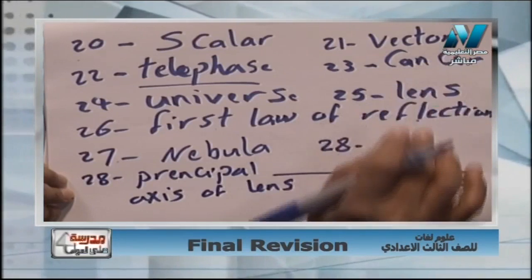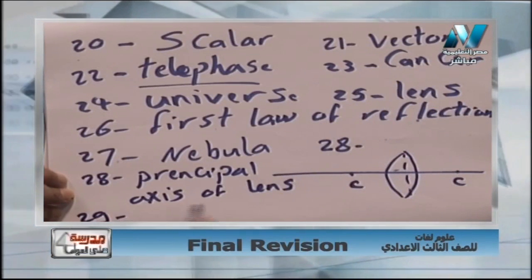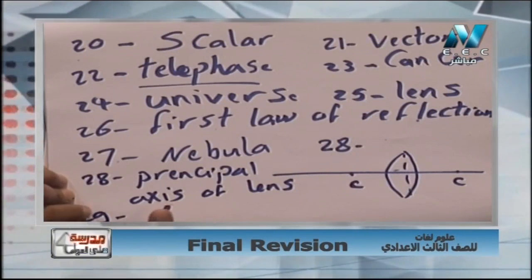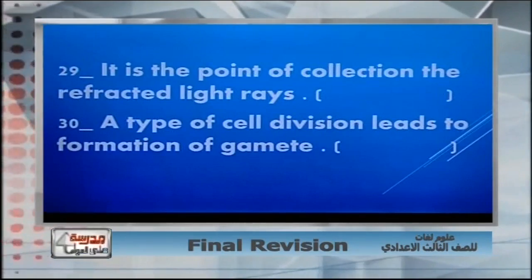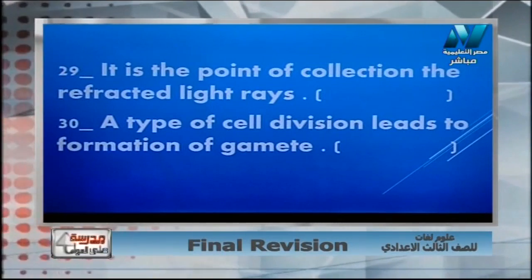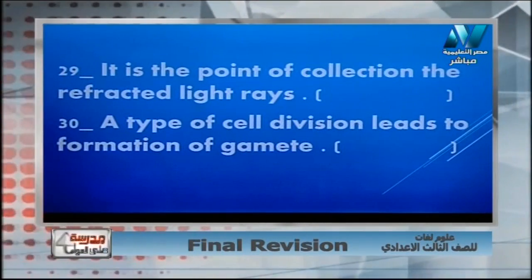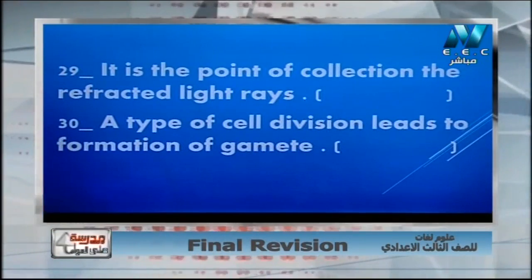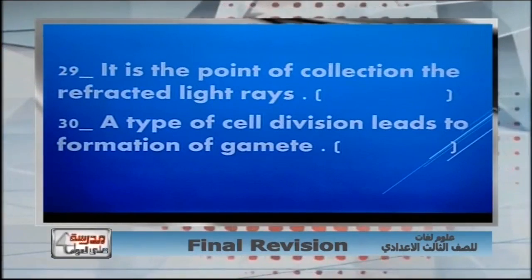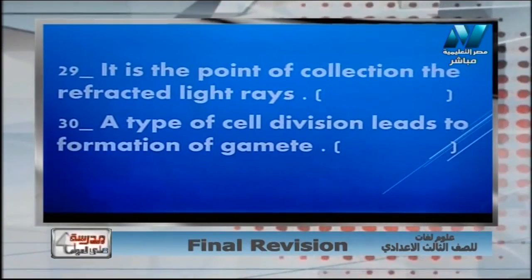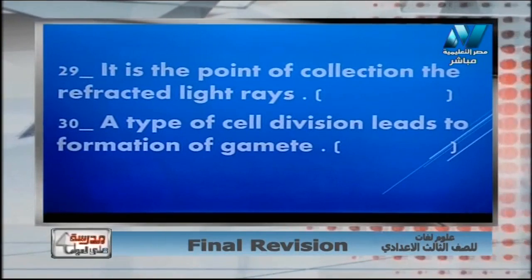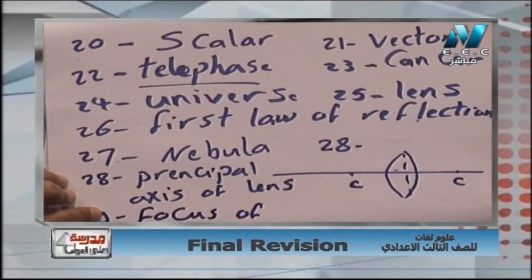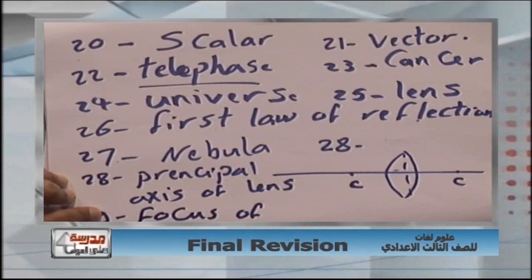Okay. Number 29. It is the point of collection of the refracted light rays. Refracted, not reflected. Not all the points of collection are focused here, but now it's a type of focus, because he said refracted. So it is what? It is focus of what? Focus of lens. But which lens? Refracted, not extensions of refracted. If you say point of collection, it's focus.